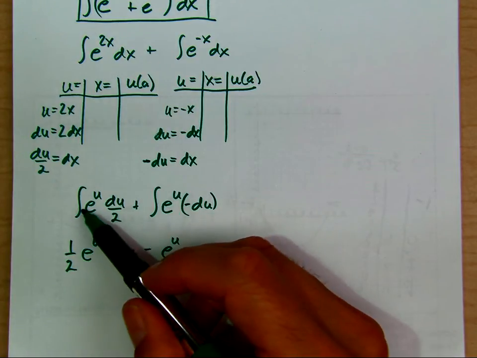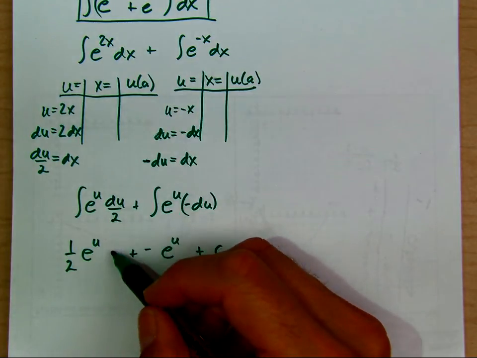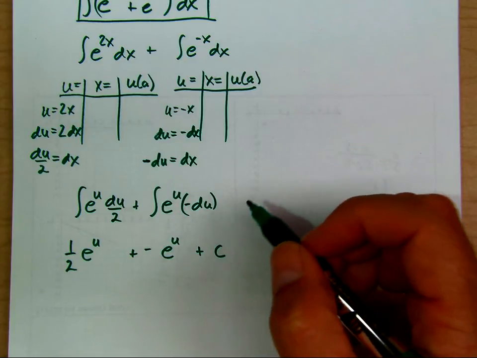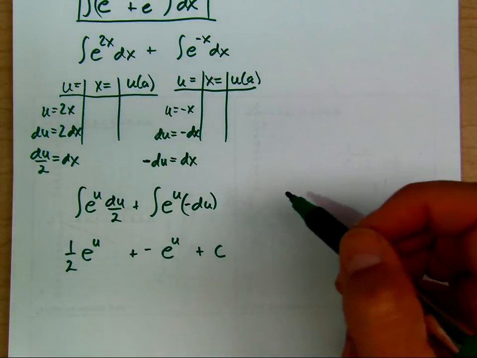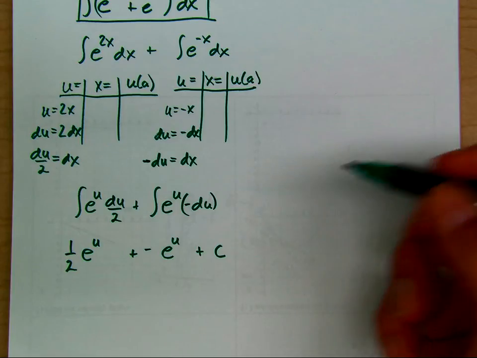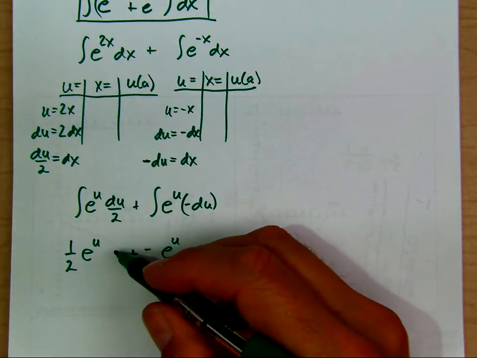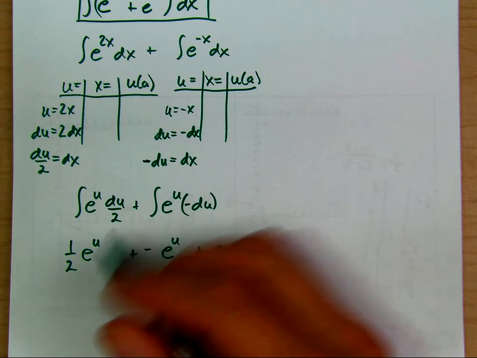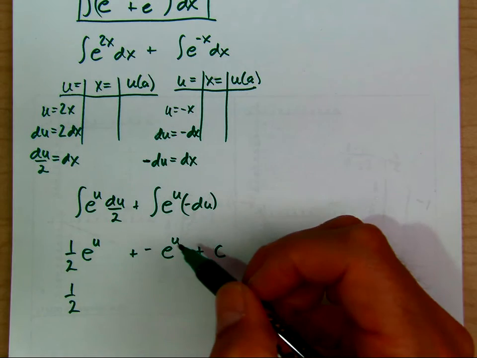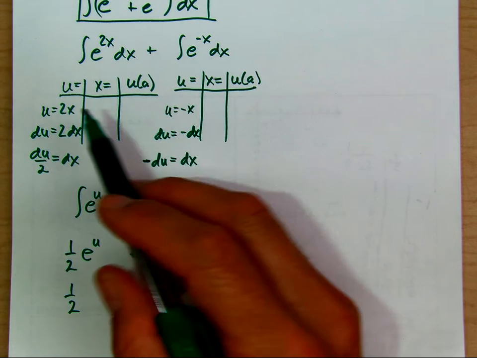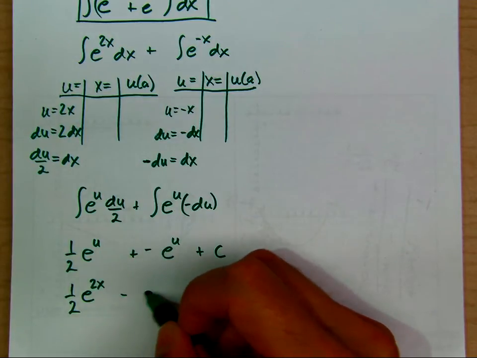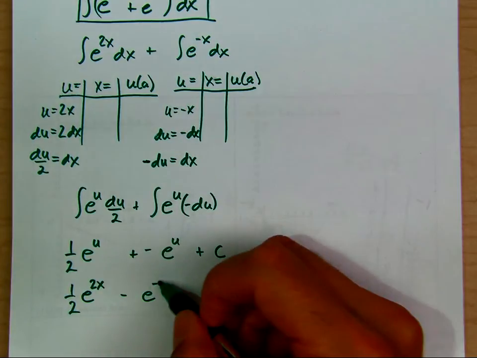Now if we do an integral and we get a plus c here and we get a plus c there, they're both constants, so if I said this was C1 and C2, you could combine them to just be C. So it doesn't matter if you put two C's or one C. Then we substitute back. Here it's 2x. And here it is negative x.